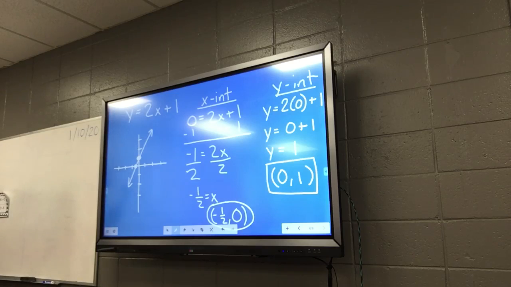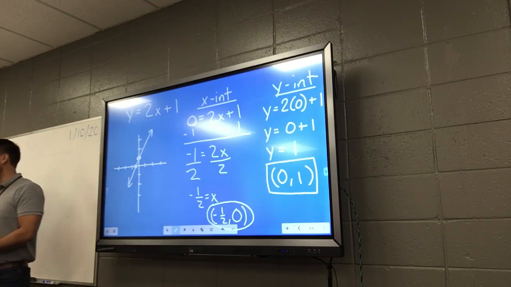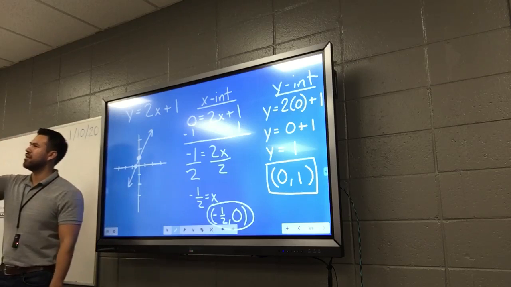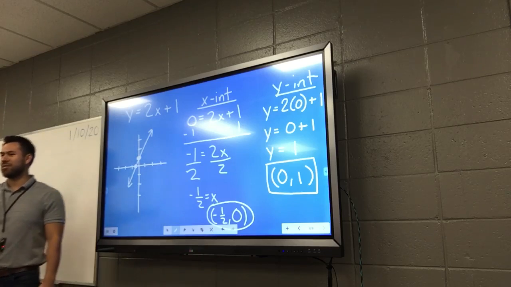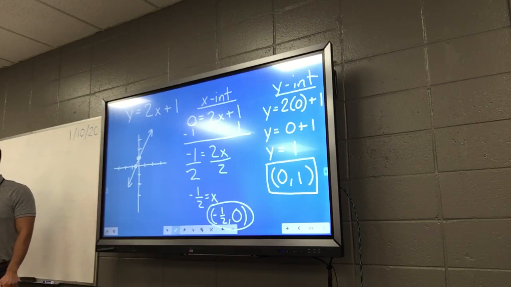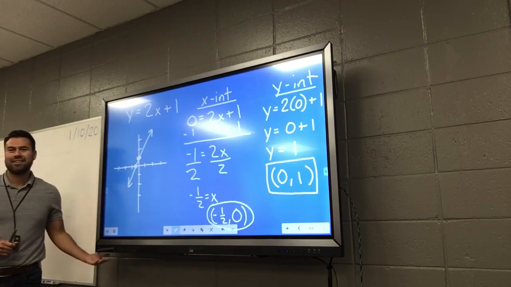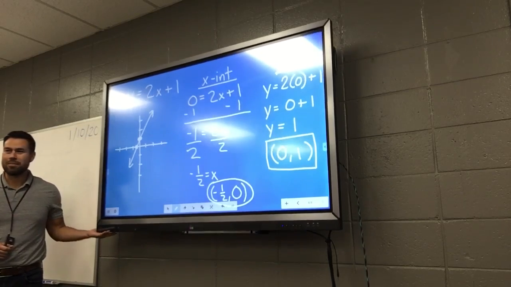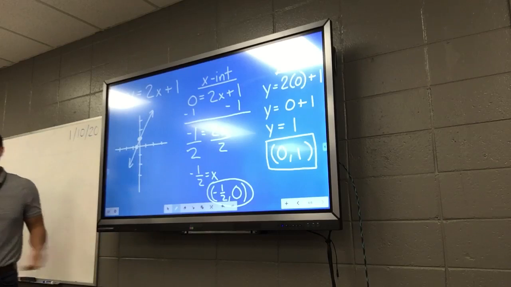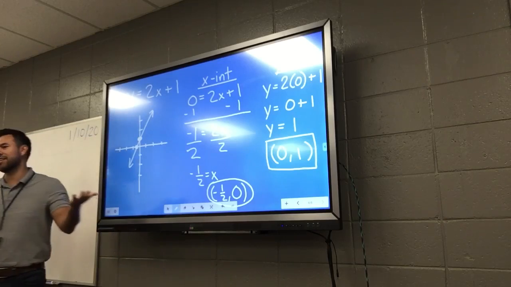Positive, negative, 0, or undefined slope. Olivia? Positive. Left to right, it goes up. Give me that number. The slope? Positive something. Slope, you have to use a formula for that, and you need at least 2 points.